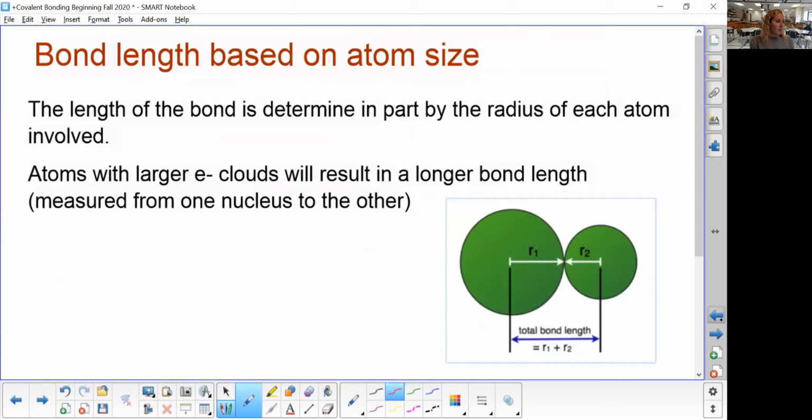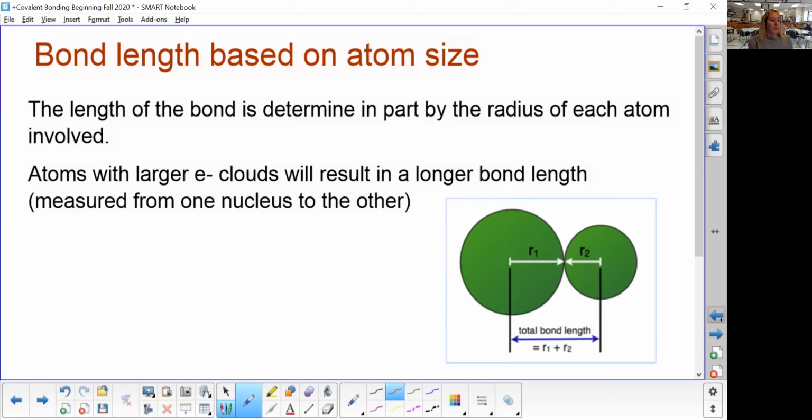Before we get into that, the 3.4 lesson is on bond characteristics, so bond length, but also bond polarity. And when we talked about the trend of atomic size, we talked about how as you go down the periodic table, atomic size gets bigger, and as you go across a period, it gets smaller. And this is just to remind you that atoms that are bigger will have a longer bond length.